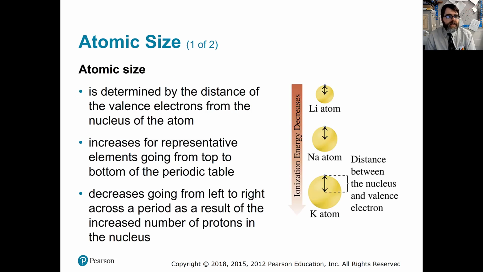Next here we have atomic size, and size is usually measured as the radius of it. There are different ways of measuring the radius, and a lot of times they're calculated and not actually measured, and so there's different ways to do that. There's no reason why we couldn't do the diameter, but radius is what tends to be done, and it's the distance between the nucleus and the valence electrons. And it turns out that as you go down the periodic table, it gets bigger. As you go across the periodic table, it gets smaller.